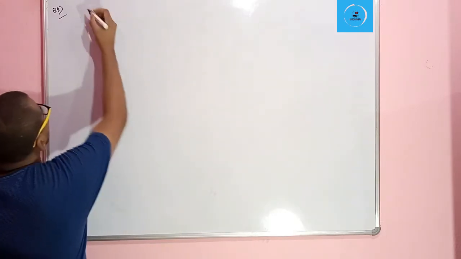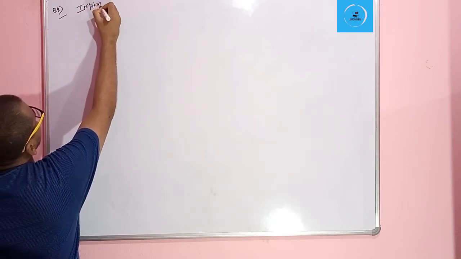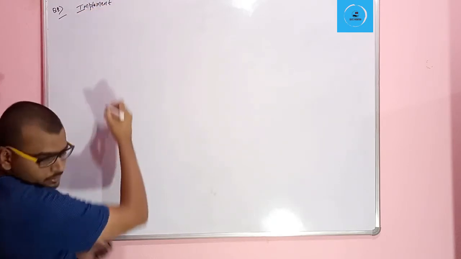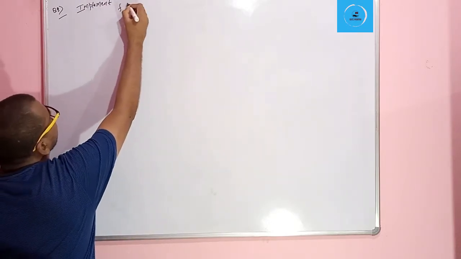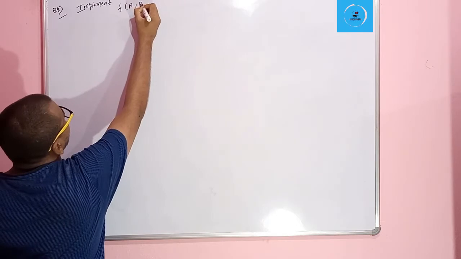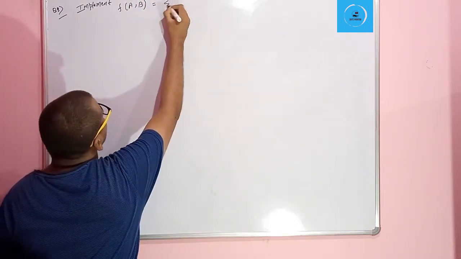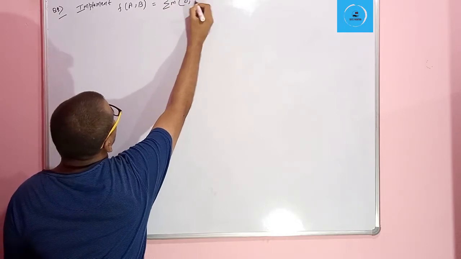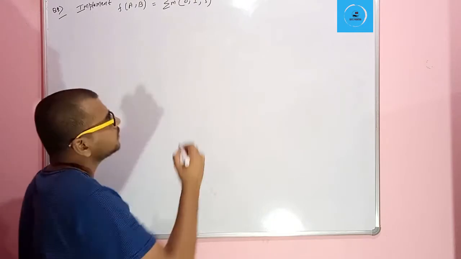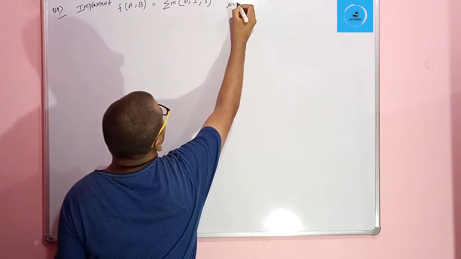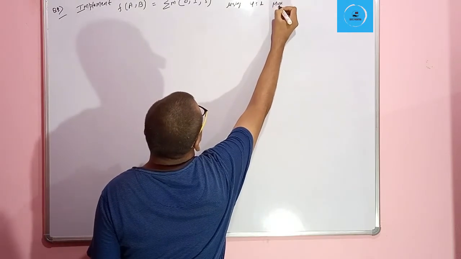So our second question is: implement the function f(a, b) equal to summation m(0, 1, 3) using a 4 to 1 mux.